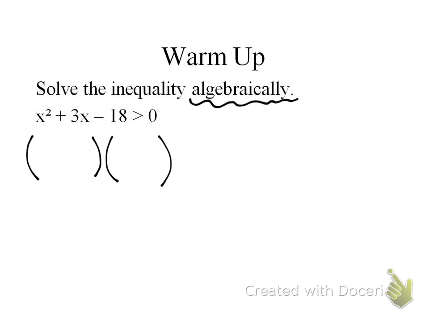Yeah, we do the multiply add. Remember, critical points are where it hits the x-axis. That's where it changes from a positive value to a negative value or a negative value to a positive value. So 2 numbers that multiply to negative 18 add to 3. 6 and 3. Good.